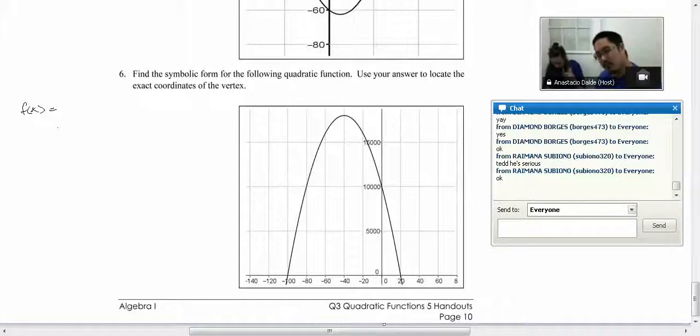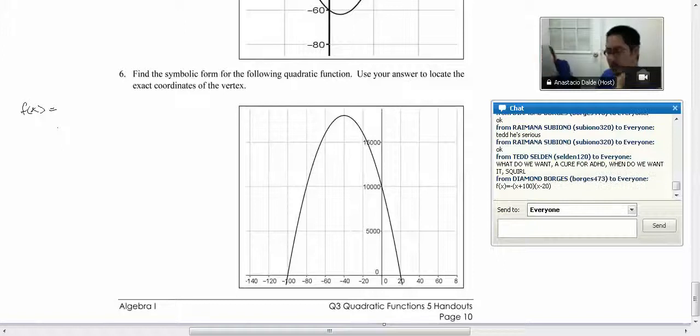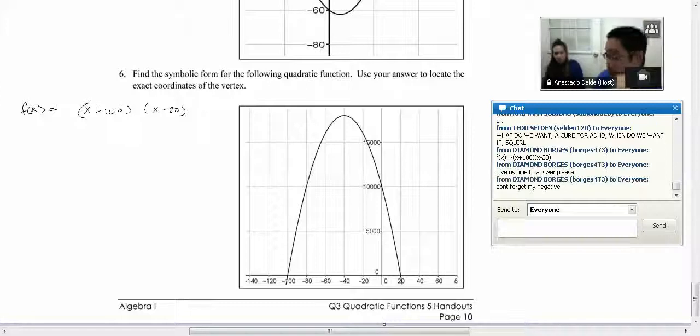Because so far they've been answering. You guys haven't really been throwing out stuff, just commenting on what they say. Yes, that is perfect. No, it's not exactly perfect, but it's close. Diamond says x plus 100, x minus 20. That's what I thought. No, that's not exactly... Oh, wait. No, it doesn't need a negative out in front. Oh yeah, you're right. It does need a negative. So don't forget the negative out in front. You were right. Don't forget the negative out in front because it's going upside down.